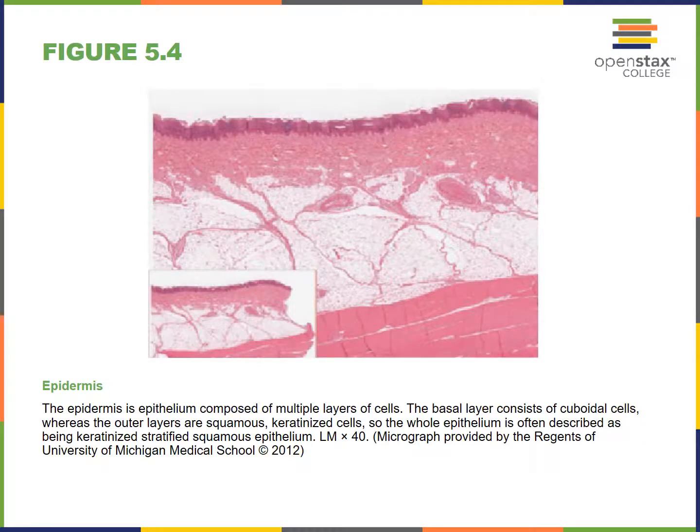Figure 5.4 shows us a nice micrograph of a piece of epidermis. And as we stated, the epidermis is epithelium tissue composed of several layers of cells. The basal layer is going to be cuboidal cells, whereas the outer layers are squamous keratinized cells. So we're going to say the whole epithelium of the skin will be described as being keratinized, stratified squamous epithelium.